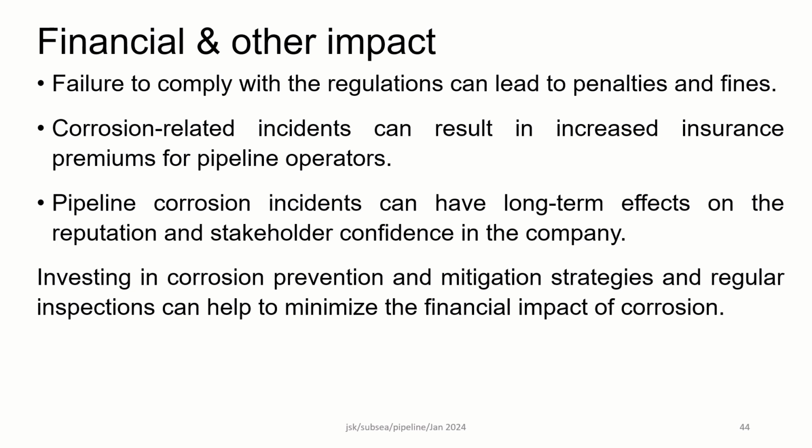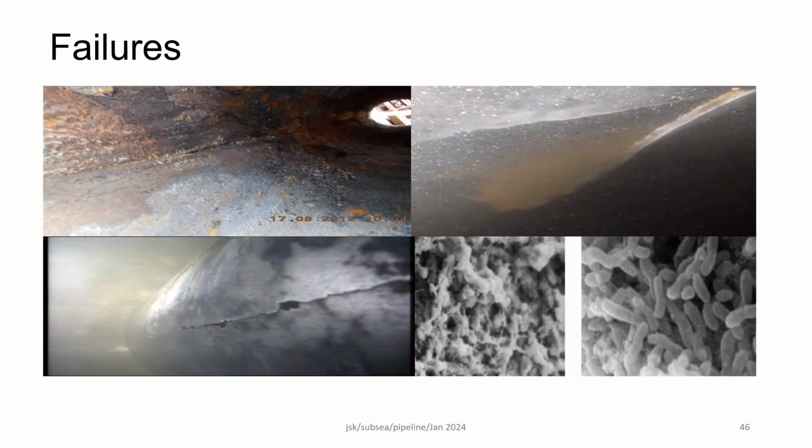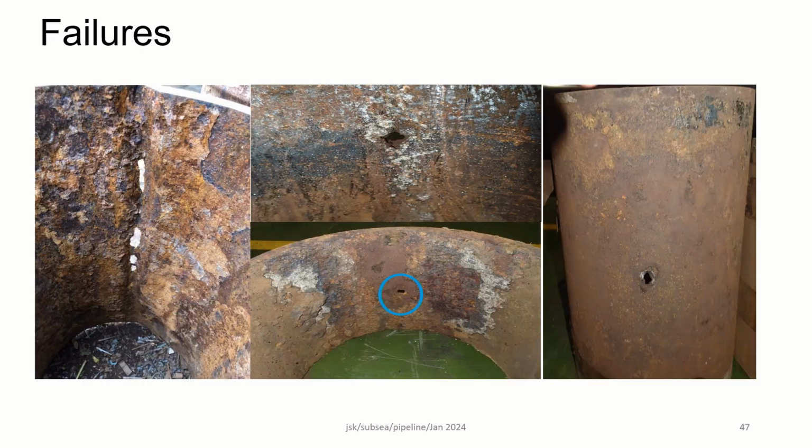Failure to comply with regulations can lead to penalties and fines. Corrosion related incidents can result in increased insurance premiums for the pipeline operators. Pipeline corrosion incidents can have long-term effects on the reputation and stakeholders' confidence in the company. Investing in corrosion prevention and mitigation strategies and regular inspection can help in minimizing the financial impact of corrosion. These are some of the pictorial depictions wherein we have come across a pipeline practically split at the 6 o'clock position, about to complete.